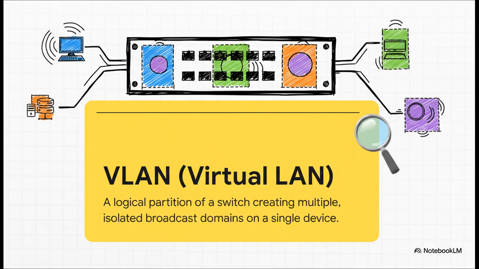So, we fixed this mess with VLANs. A VLAN, or virtual LAN, is pure genius. It lets us take one single physical switch and, through software, slice it up into multiple, smaller, completely isolated virtual switches. Each VLAN becomes its own private little world, its own separate broadcast domain.